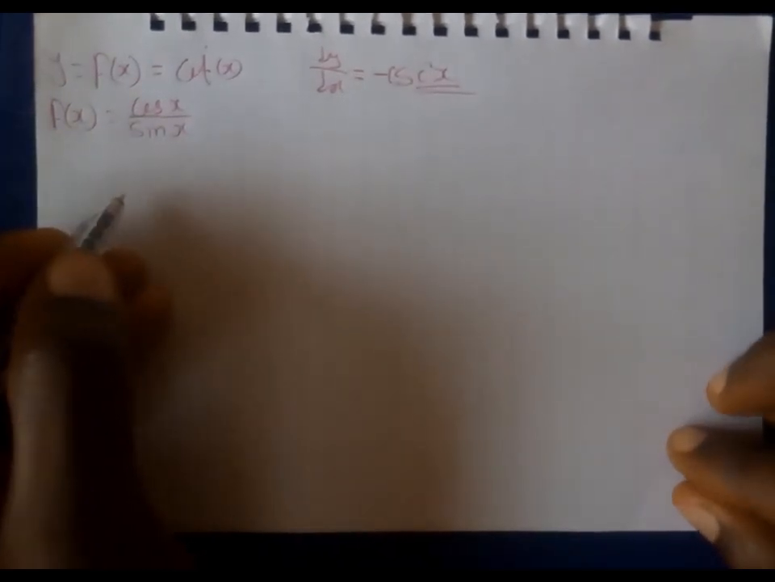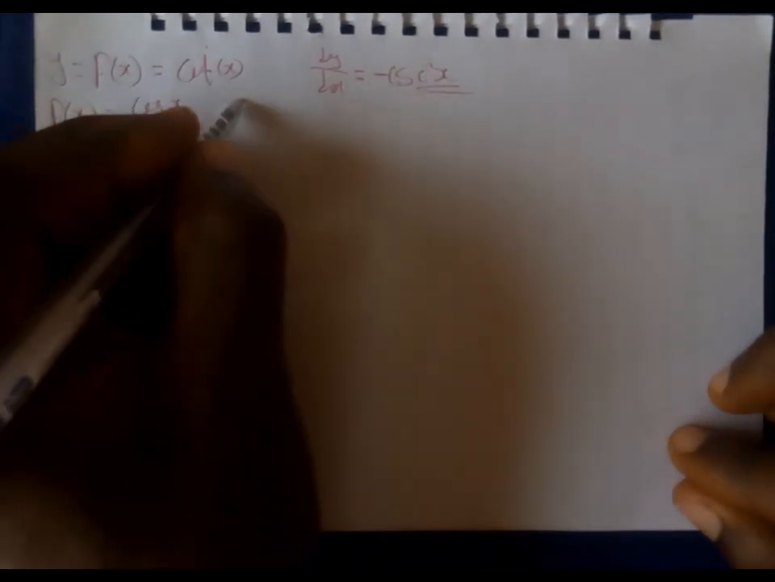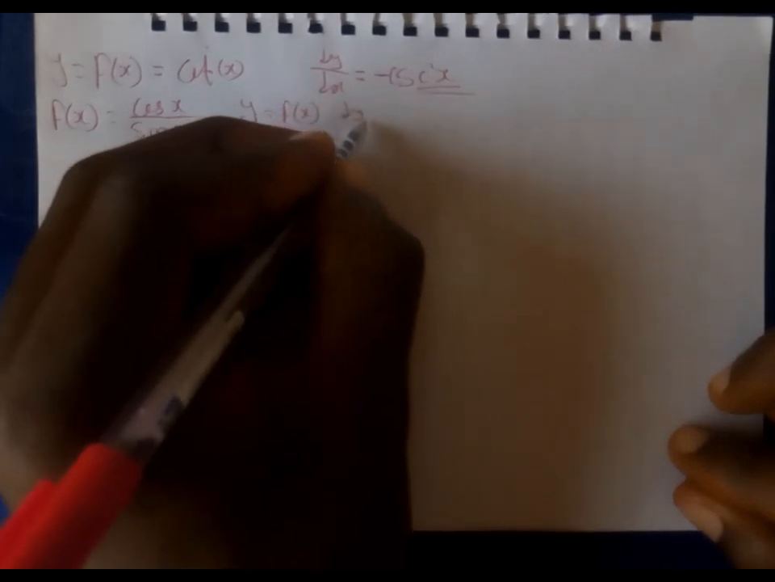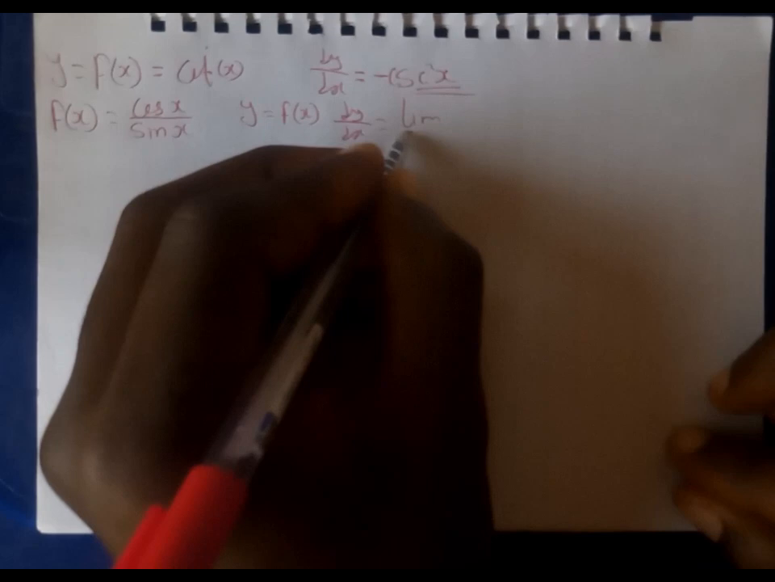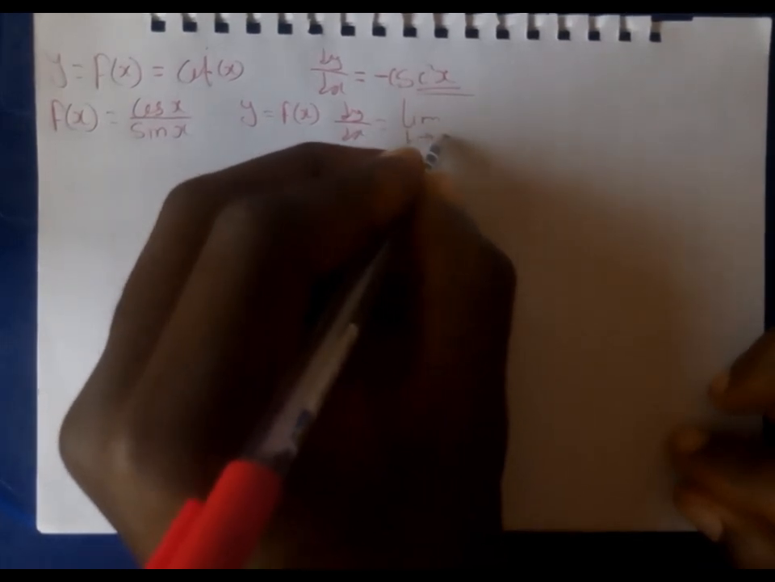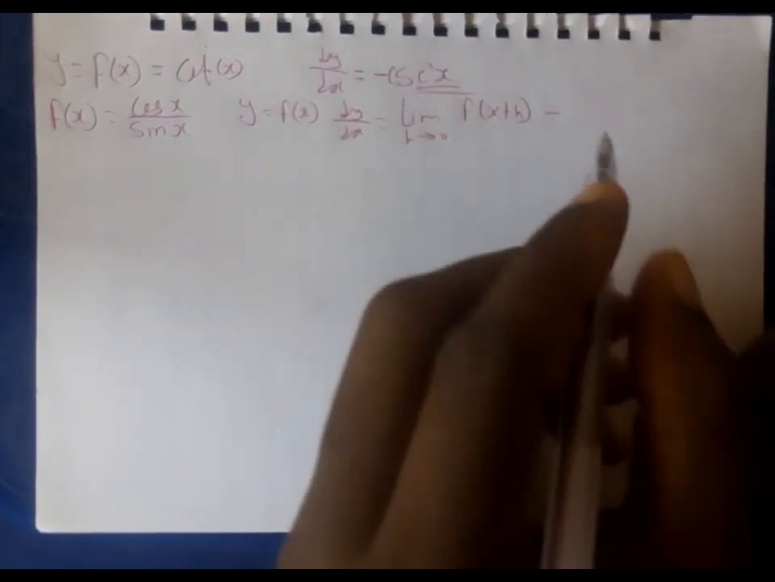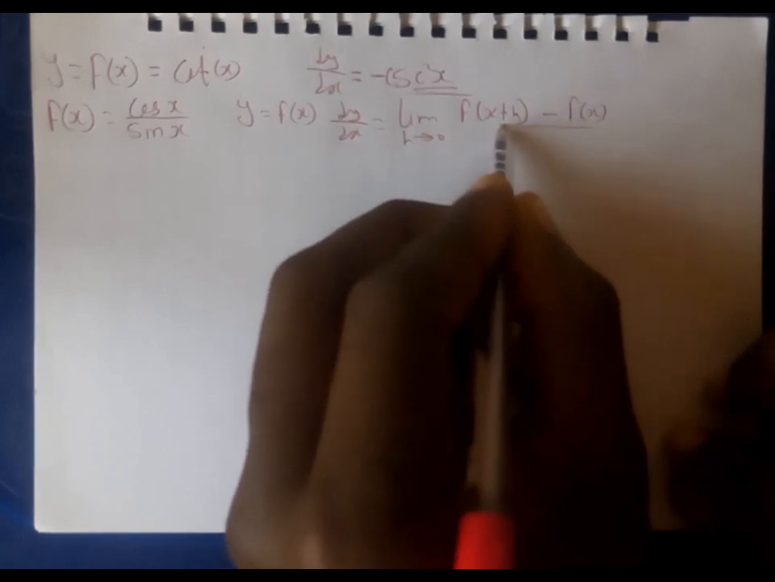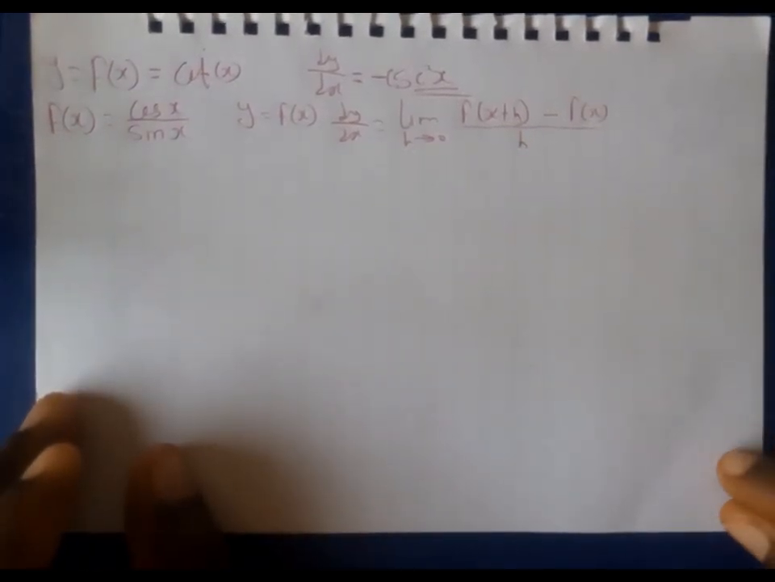Now, to prove this out, we are going to consider using the definition of derivative, which says that if y is equal to f of x, then dy/dx is equal to the limit as h approaches 0 of f of x plus h minus f of x, then entirely divided by h. So that's what we're considering using.